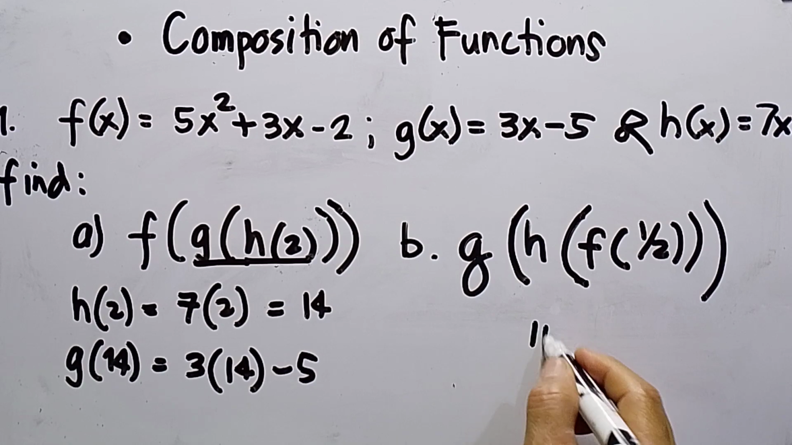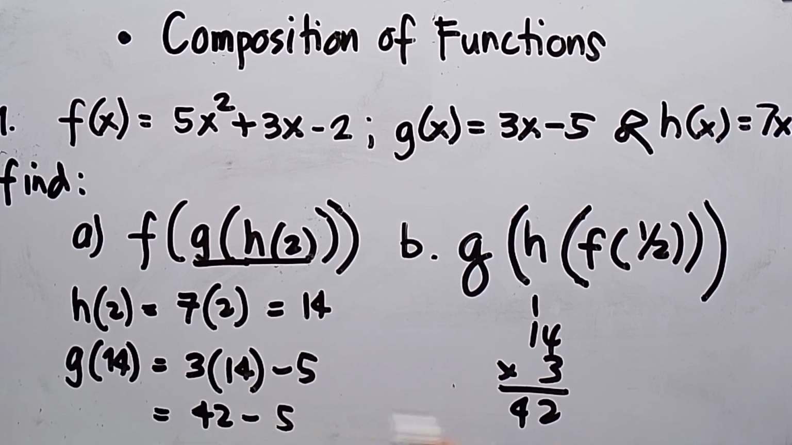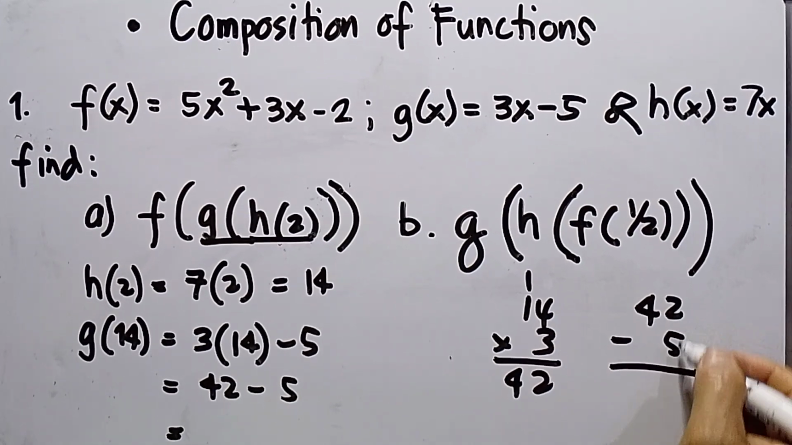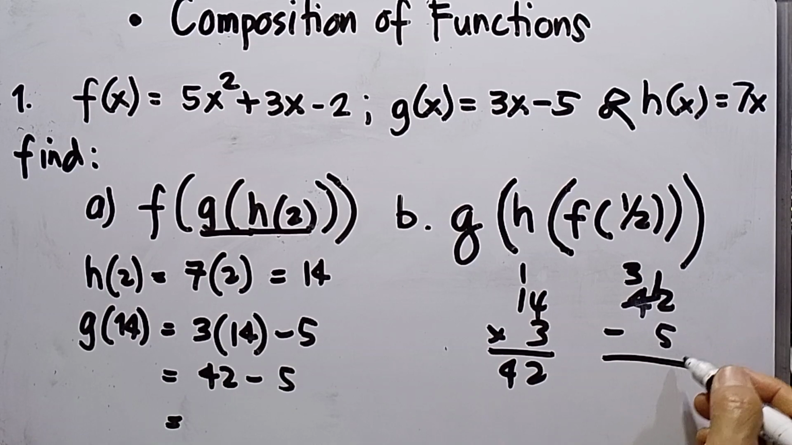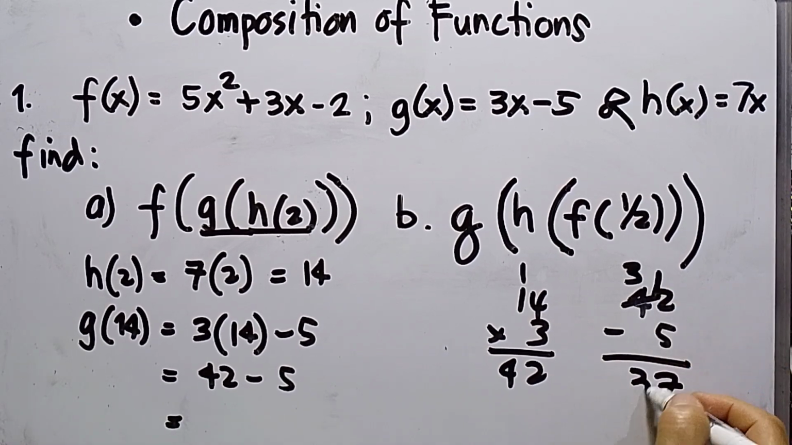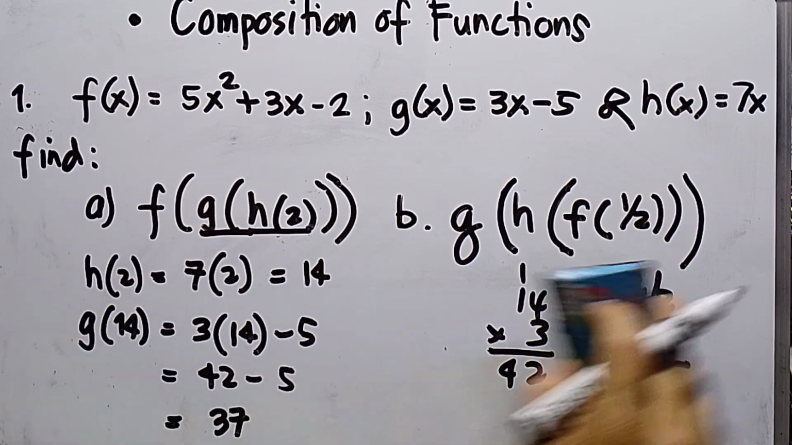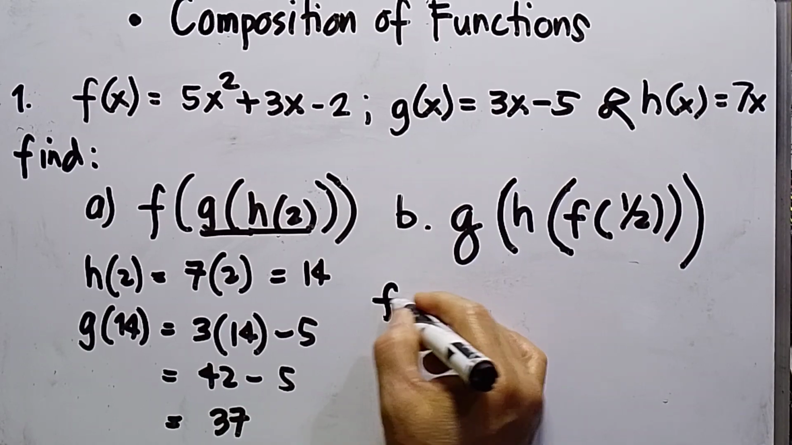So 14 times 3: 3 times 4 is 12, carry 1, 3 times 1 is 3, plus 1 is 4. So this will be 42 minus 5. Since 2 cannot be subtracted by 5, borrow in here. So this will be 12. 12 minus 5 is 7. Then bring down 3. So this will be 37. Now, the third part, which is the third function, will be f of 37.